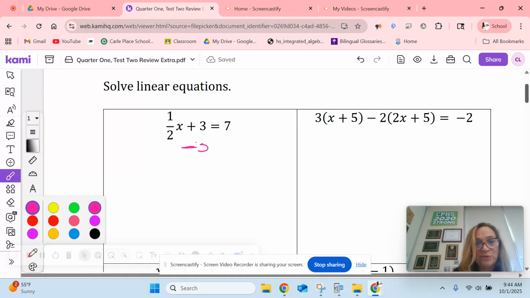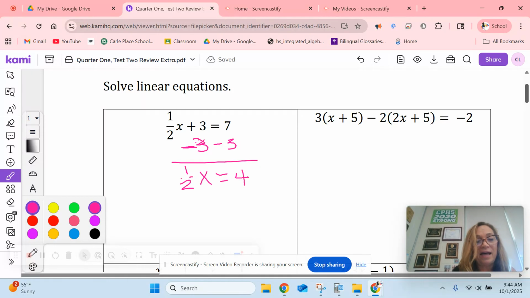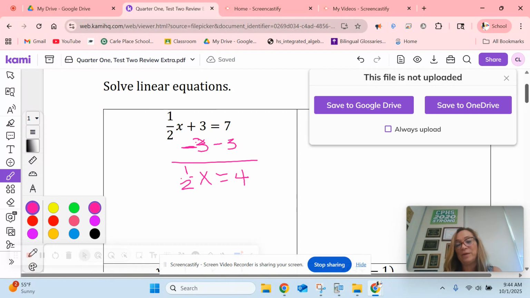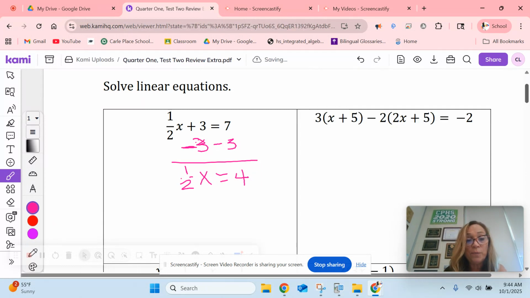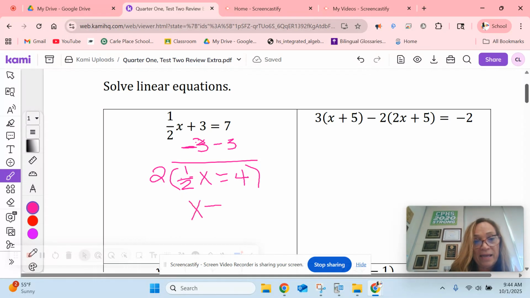All right, I would do the opposite of adding 3, subtracting 3, and that would give me 1/2 of an x is equal to 4. And then the opposite of multiplying by a half would be to multiply by the reciprocal, and the reciprocal of 1/2 is 2. So I'm going to multiply everything by 2, and remember that's a property of equality, so when you multiply one side of the equation, you multiply the other side of the equation. So that gives me x equals 8. And I can check that using mental math. I can check that on my calculator.